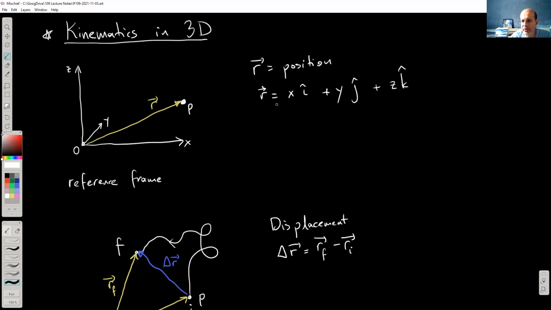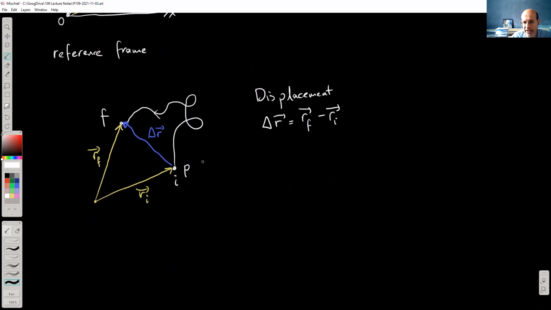Do I need to use a unit vector notation? No, but that's actually one possible choice. But we define everything as vectors. So position is a vector defined in the usual way. It's basically the position relative to the origin. Displacement is the difference between the final and initial vectors for a certain motion between an initial and final moment.